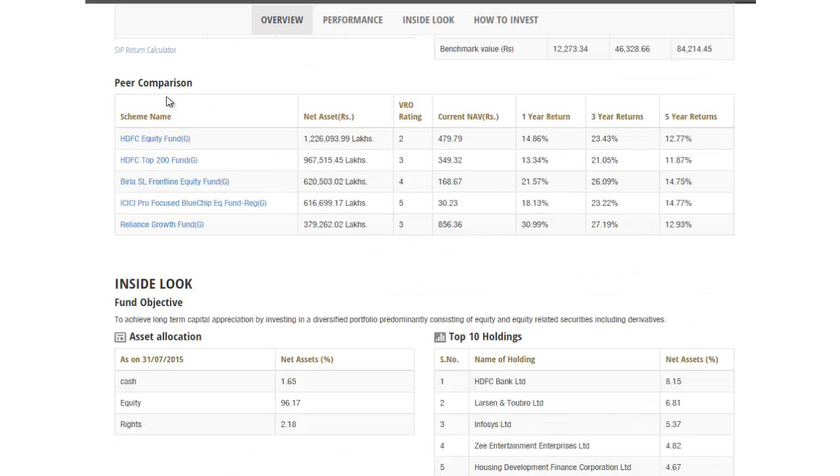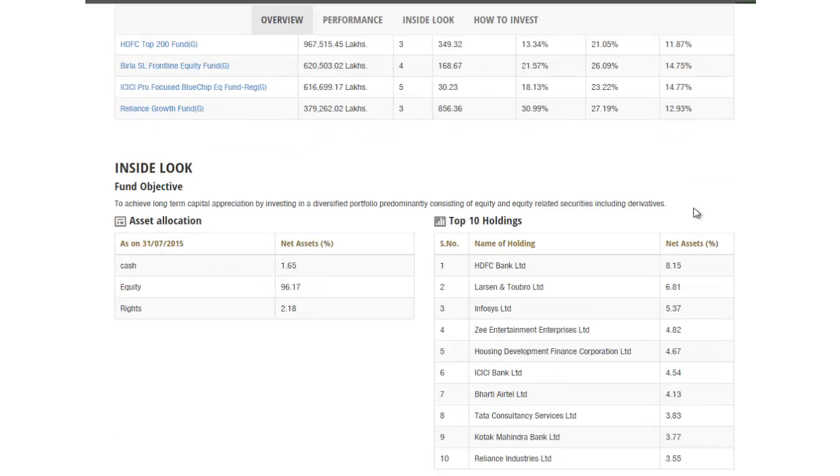You go down further to see a quick peer comparison, the ratings of the peers, their current net asset value and their respective returns. You can also look at a little more detailed holding of this particular fund.